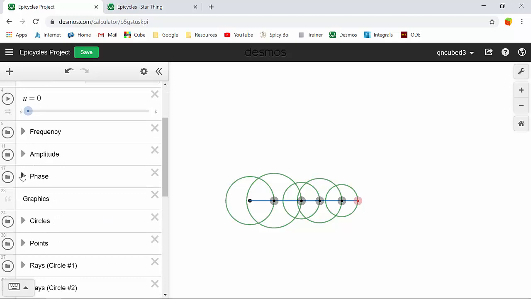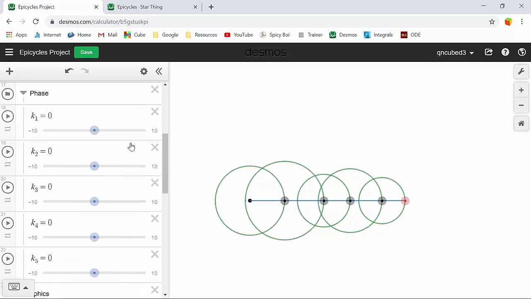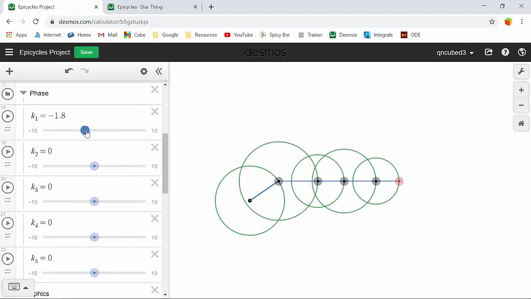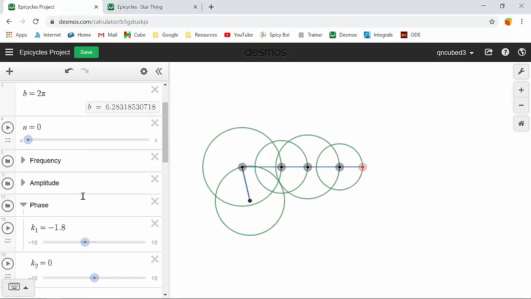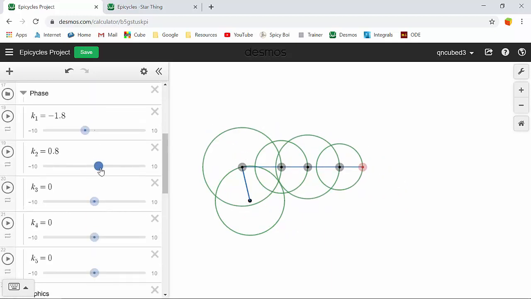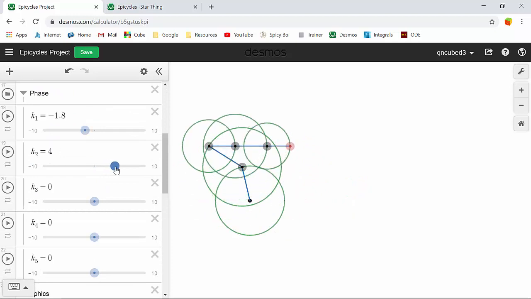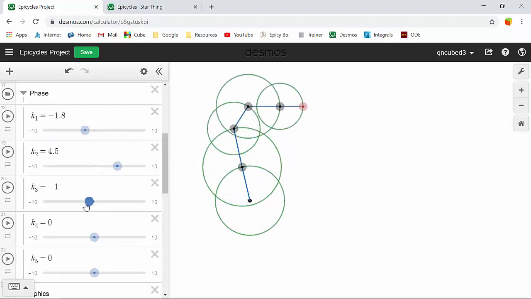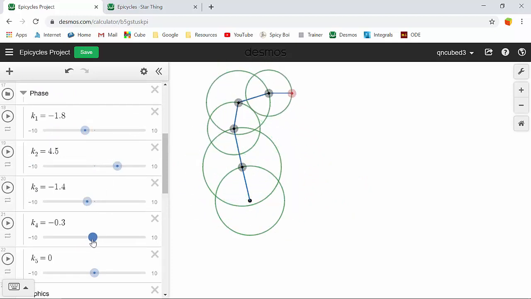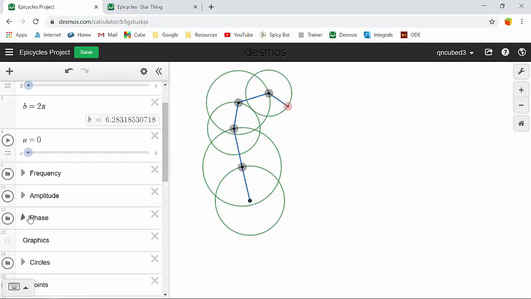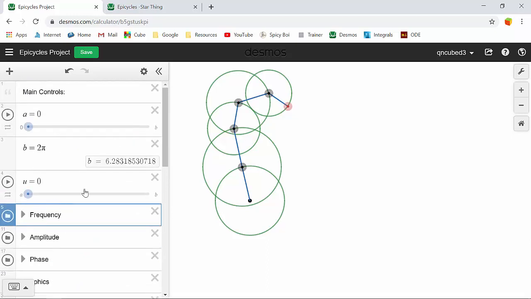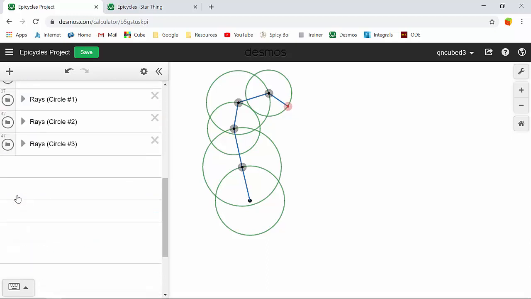After those two, we have the phase. The phase is just where our point starts at time equals 0, or u equals 0. So we can control where each of these circles starts off, their initial position and all that. That's pretty nice. And those are pretty much all the controls. You only need phase, amplitude, frequency, and all these endpoints and stuff right here.